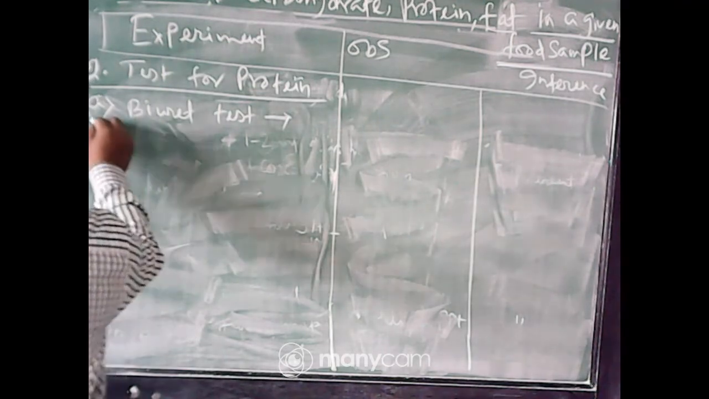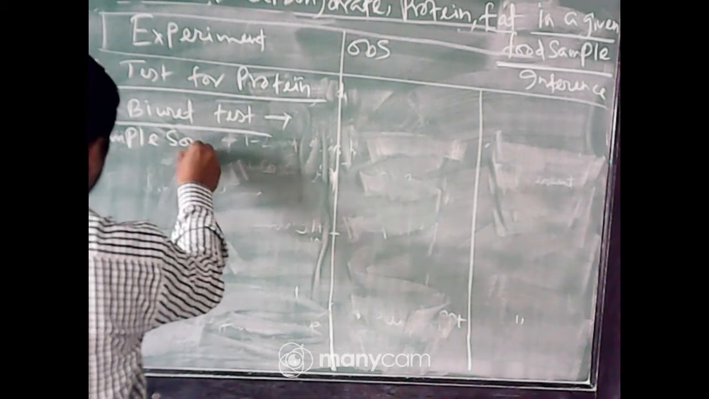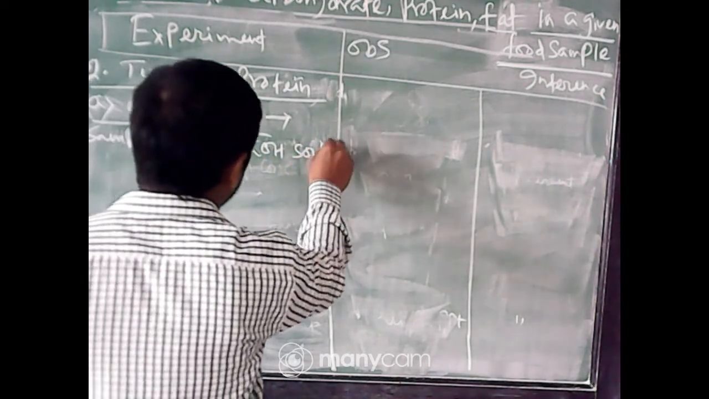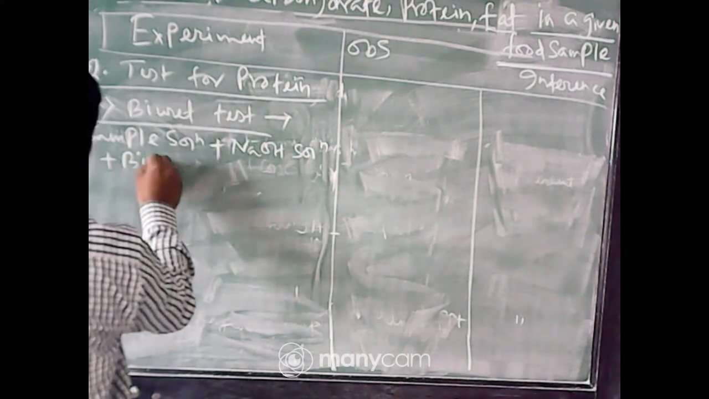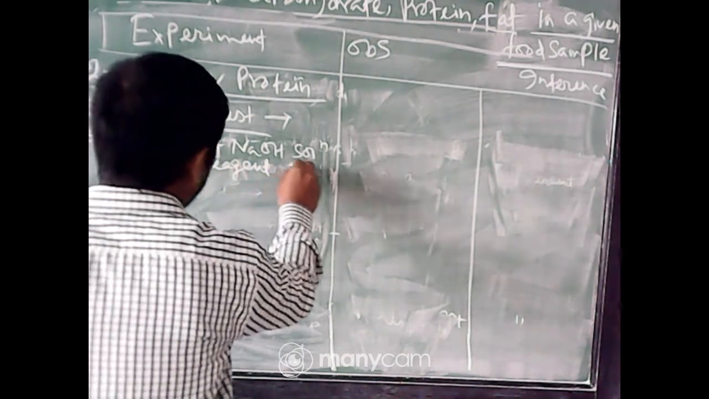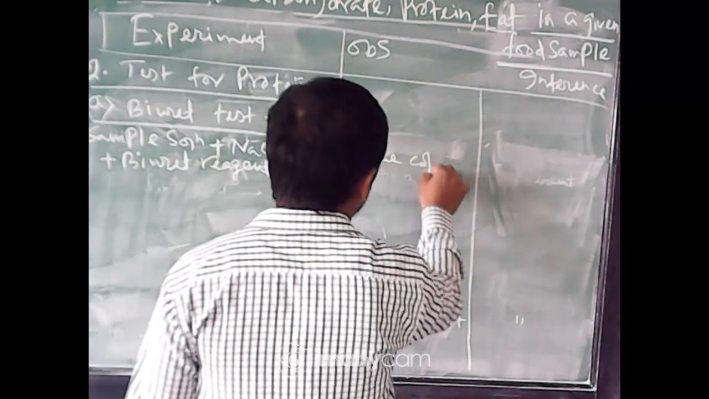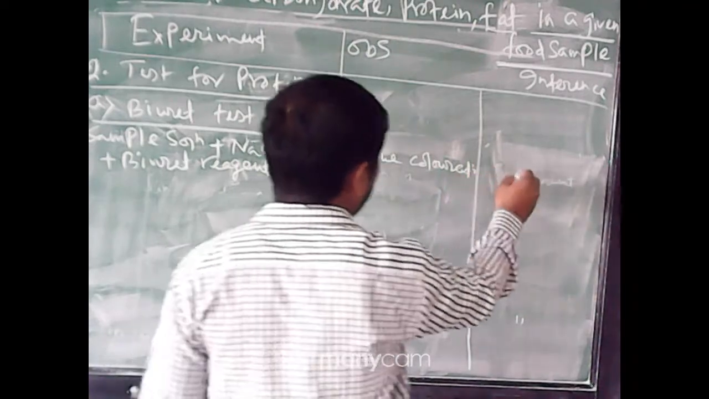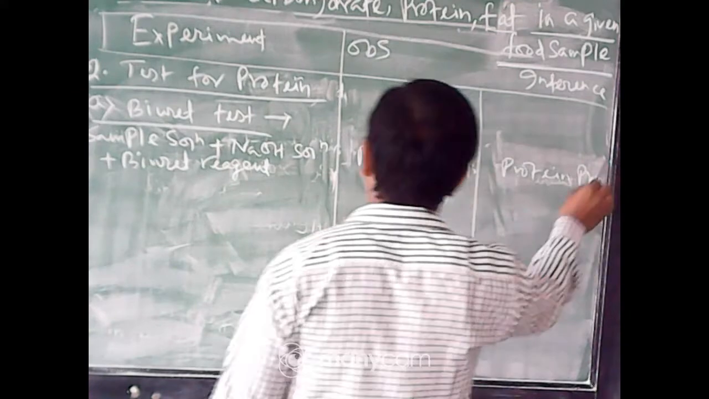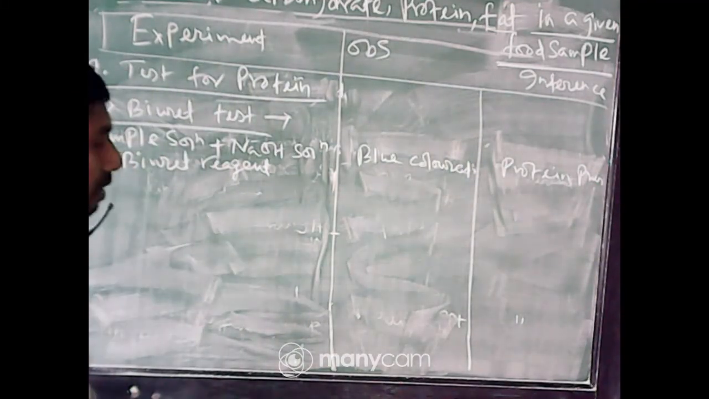Okay. So again the sample solution plus NaOH solution plus biuret reagent. Here in the observation section it will be blue coloration that confirms protein present. This is number A. After that, number B.